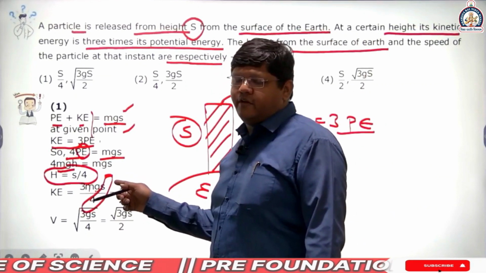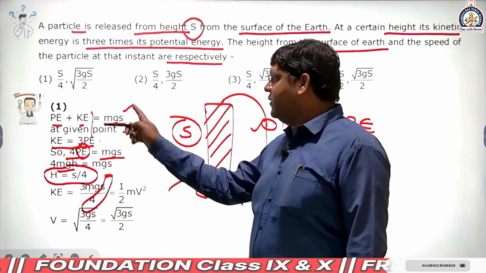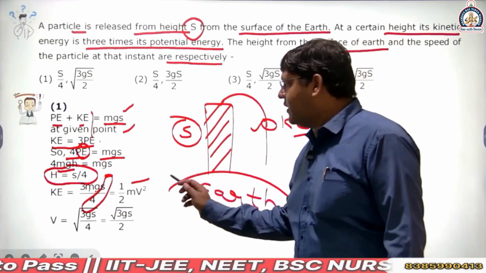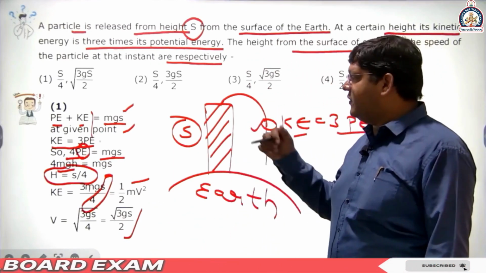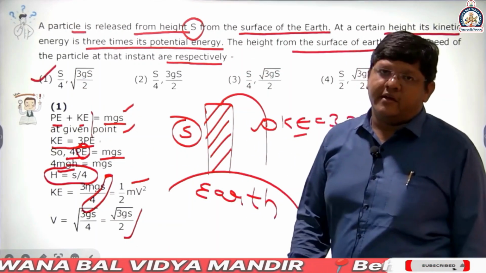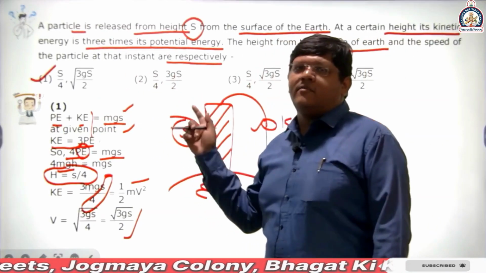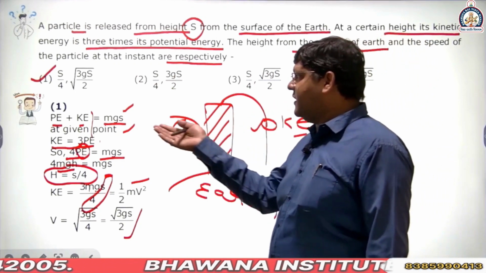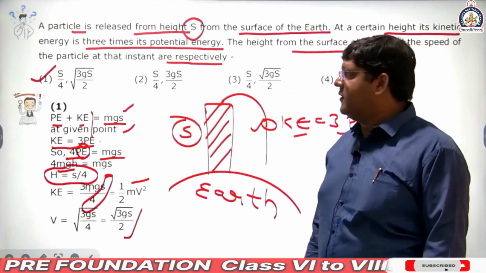So we put the value of h as s by 4. Okay, and this is the required value of kinetic energy according to this numerical, and the value of kinetic energy we know is half mv square. Comparing both the conditions, we get velocity as root 3gs upon 2. That is our required option number 1. Okay, this is an important question in which we have to calculate two parameters. First is the height and the other is the velocity. So this type of question you have to solve very carefully, by just application of conservation of energy and the values of kinetic and potential energy.